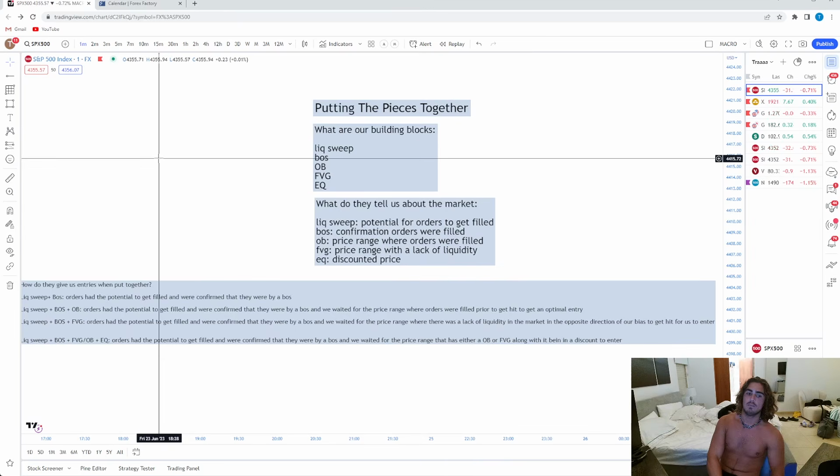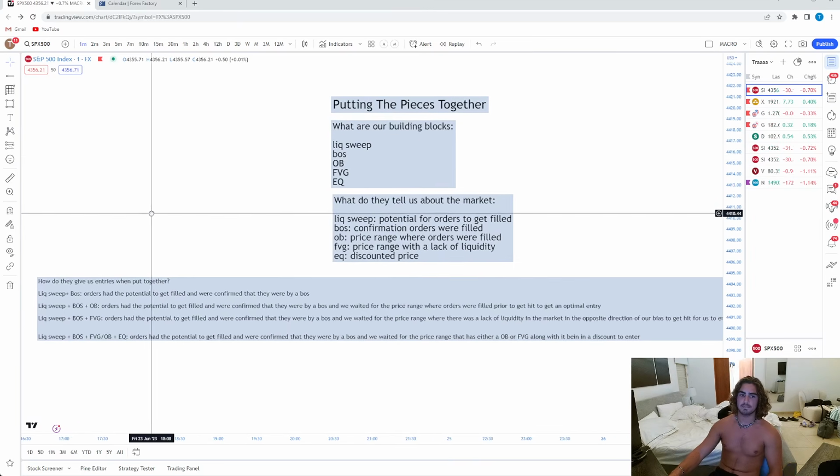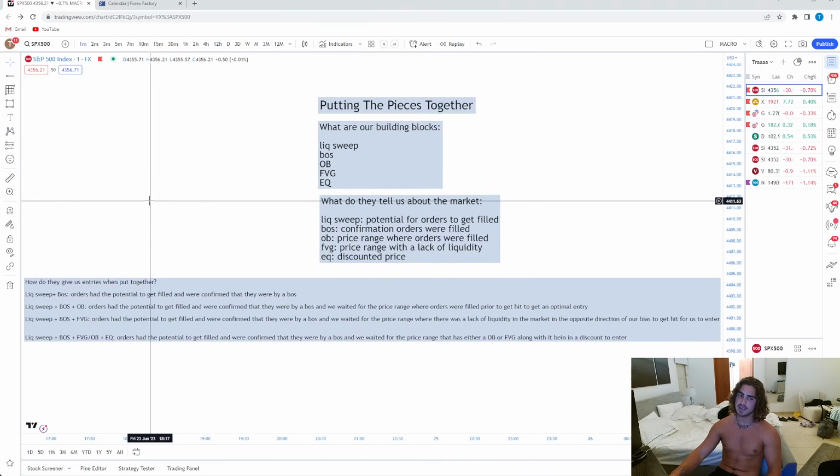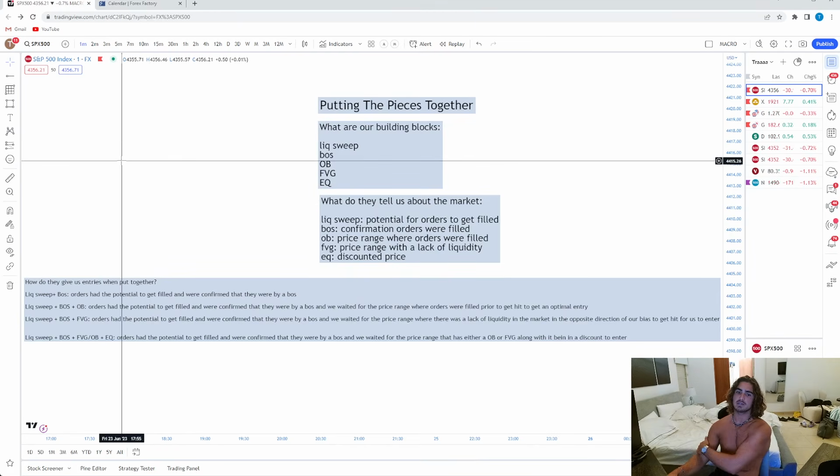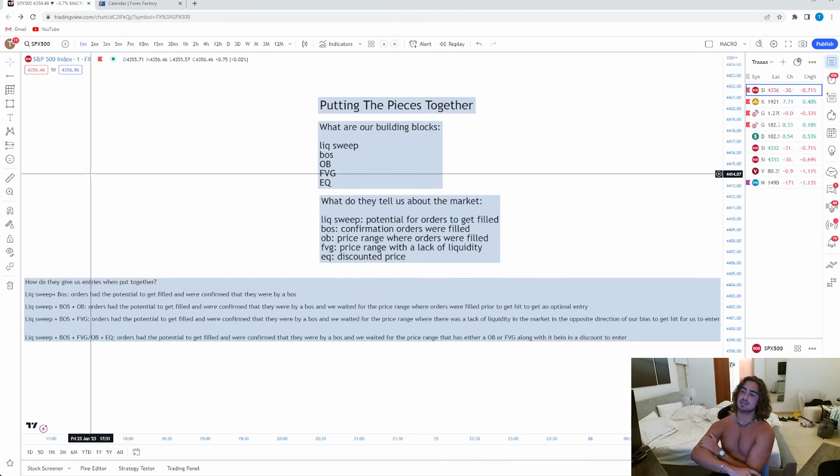Okay, so what are we looking for on this? We have a liquidity sweep, break of structure, fair value gap or order block getting hit, along with the confirmation of price being in a discount. Okay, so what does that mean for us? Orders had the potential to get filled with the liquidity sweep. They were confirmed as filled by the break of structure, and then we wait for the price range that has either an order block or a fair value gap, right? So either where price was able to fill orders previously, or where there was a lack of liquidity within the market, along with it being within a discount for us to enter. And that is how you can put the pieces together to start taking trades.